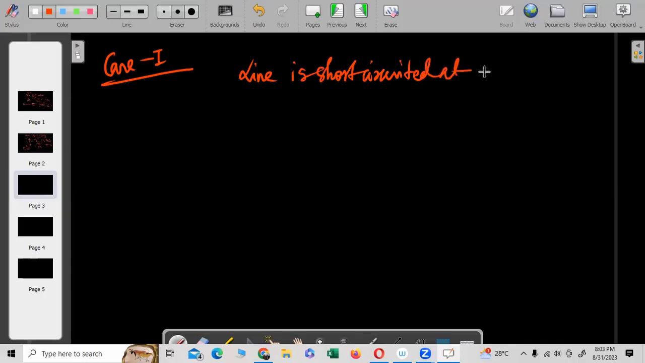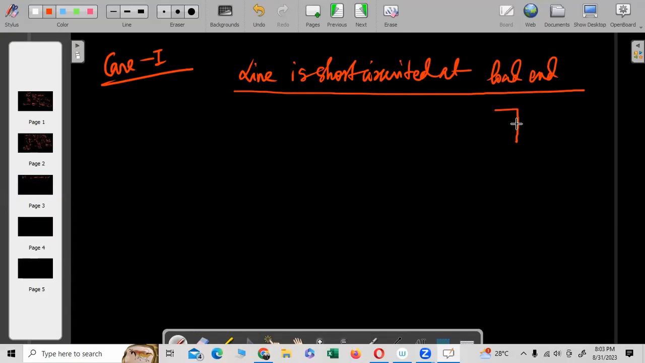The line is short-circuited at the load end. Let's say this is the generator and this is the load end, which is short-circuited. So what will happen if some voltage goes from the generator to the load? Will it be reflected, or what will happen? Look here, very simple.